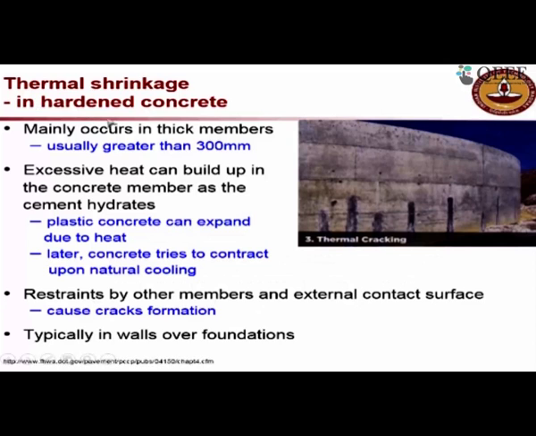Now, thermal shrinkage in hardened concrete mainly occurs when you have a very thick concrete element, a retaining wall for example. You will have a lot of heat generation in such concrete members because of the large size. The concrete can expand due to the heat, and later the concrete tries to contract, but then there are some restraints available. Because of the restraint, only some portion can actually contract, leading to cracks, and this typically occurs in walls over foundations because the earth below will function like a restraining force. That will try to control some portion of the concrete from movement, which will eventually lead to cracking.